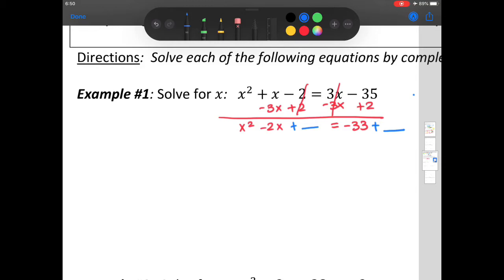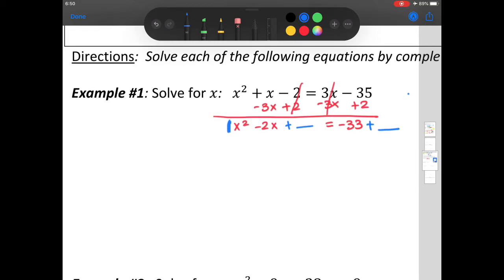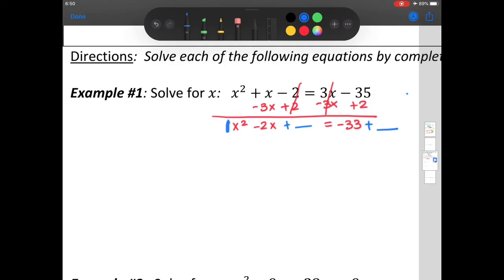Before I even check, always make sure your leading coefficient is 1, which it is in this case. So now what number goes in here? It's going to be your b. What's your b? Negative 2 divided by 2, squared. Negative 2 divided by 2 is negative 1, and negative 1 squared is just 1. So 1 will go in here, and it's the same number on the right side, so the right side becomes negative 32.